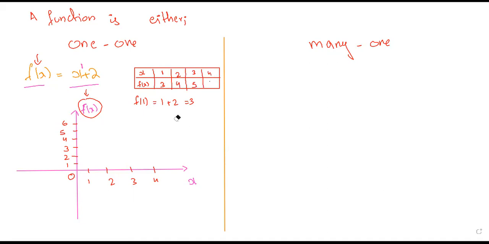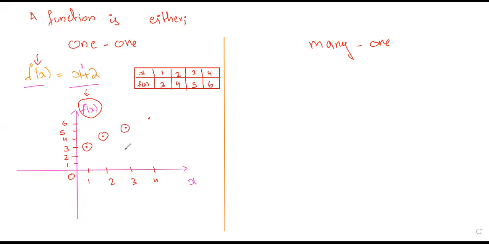Okay. तो ये मैंने एक सिंपल टेबल बना लिया. ठीक है. Although to plot this graph you don't need this table, but since we have not discussed the equation of a straight line, that is why I'm plotting this. I'm doing it this way. Okay. Now when x is 1, f of x is 3. When x is 2, f of x is 4. When x is 3, f of x is 5. And when x is 4, f of x is 6.